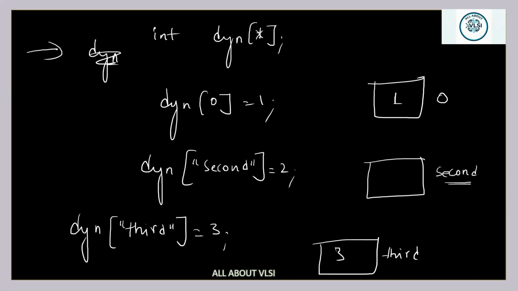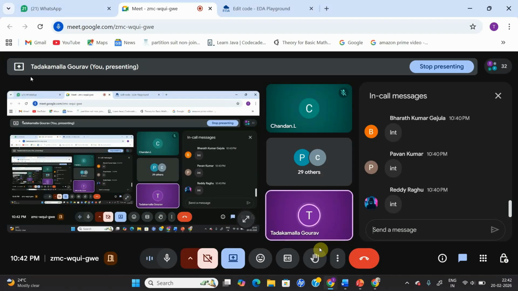Is it clear for everyone? So in the case of associative arrays, you're going to have non-contiguous memory locations, and you can have indexes with any data type. Now the catch here is, let's say I write int dyn int.